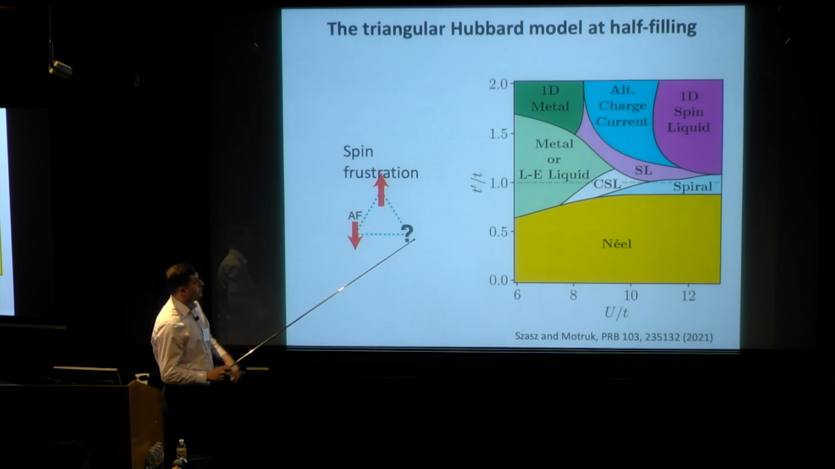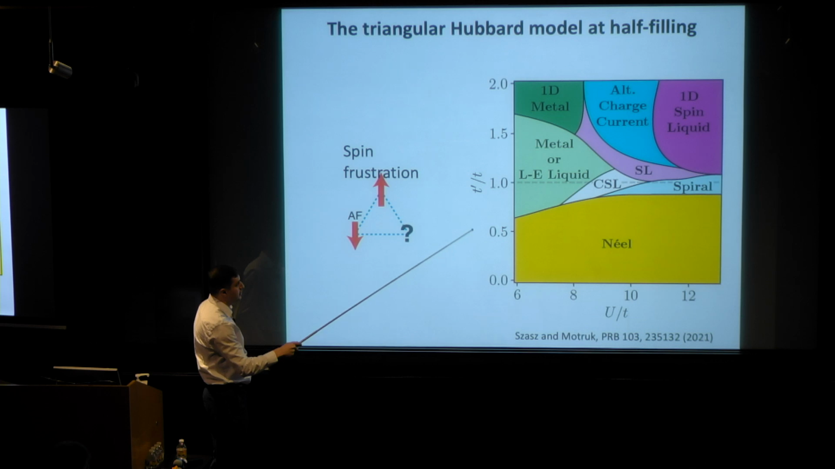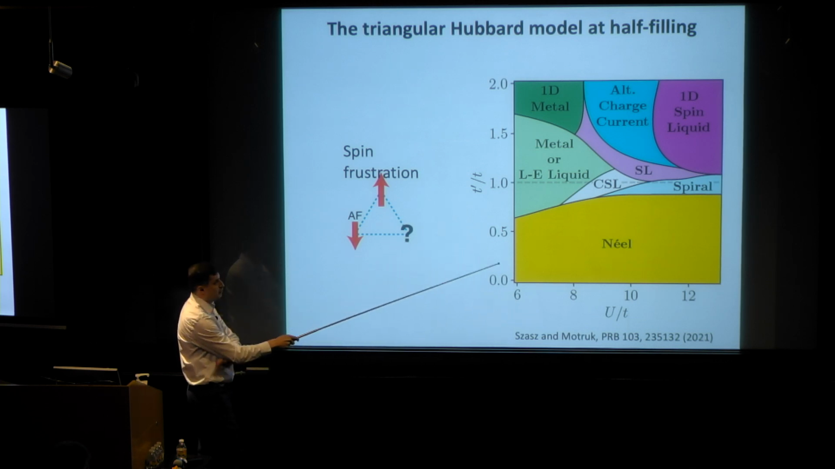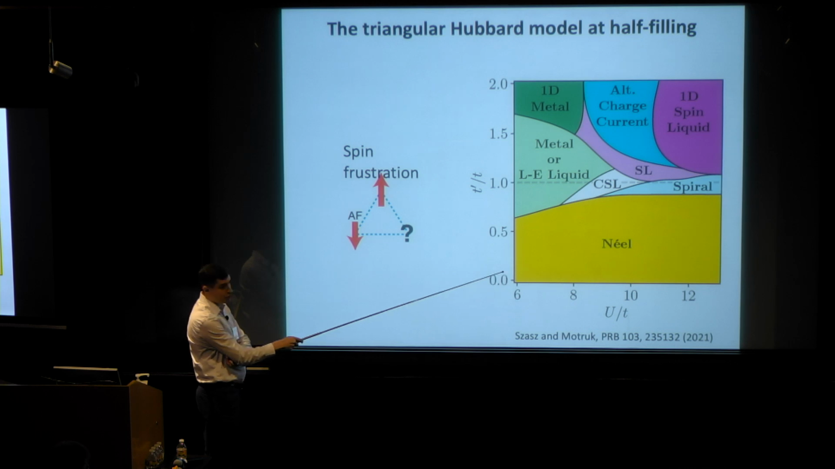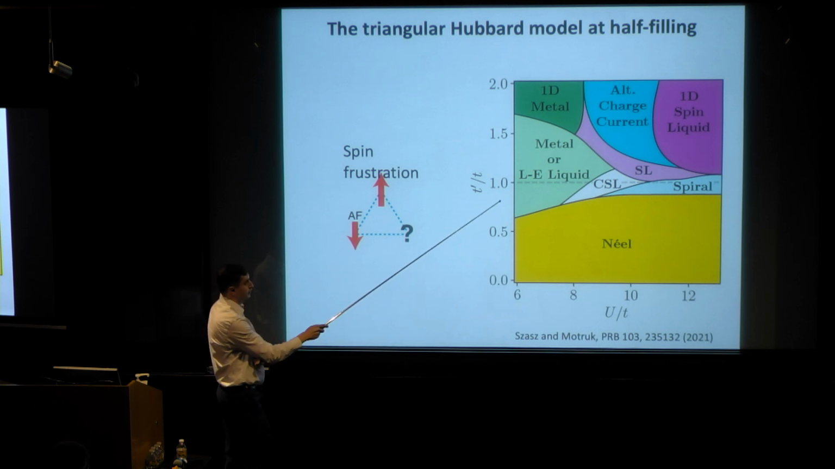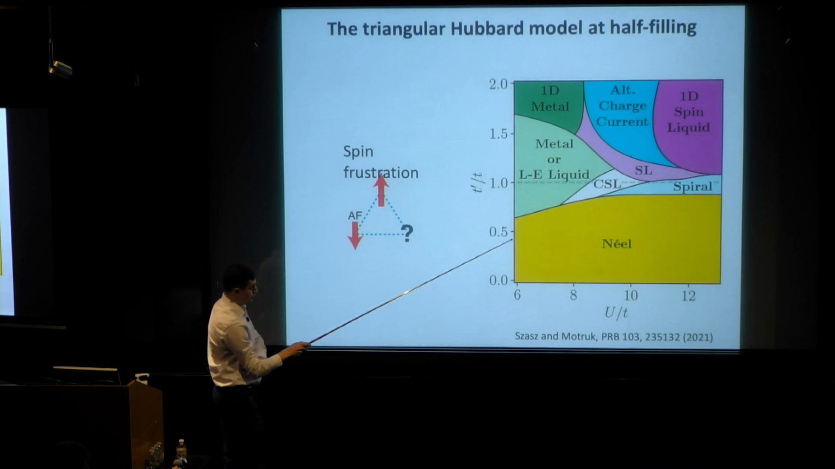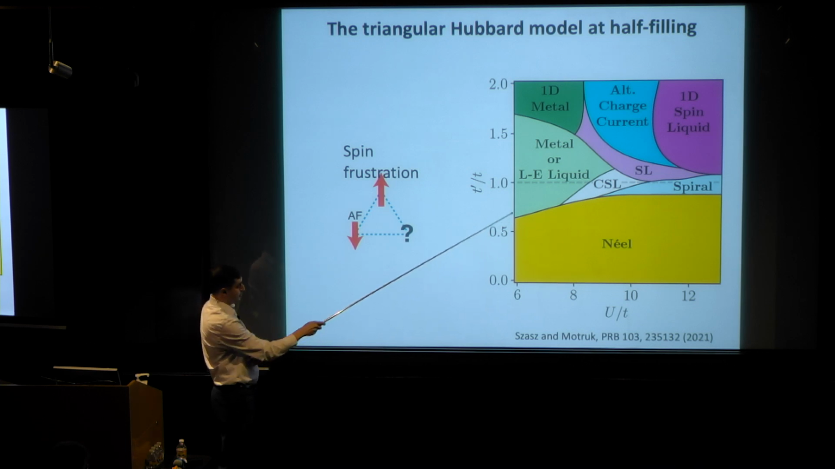Here I'm showing a suggested cartoon phase diagram where you vary T over T prime and U over T. If you go to the limit where T prime is 0, you have the square lattice, where you have the Néel order. If you go to the isotropic point with a triangular lattice, then as you increase U over T, you cross over from a metal at weak U over T to a Mott insulator with the spiral ordering at large U over T. And then in between, people don't really know what's going on.